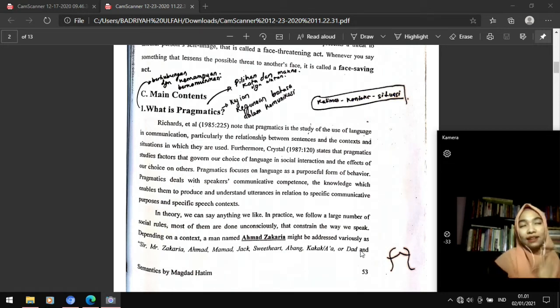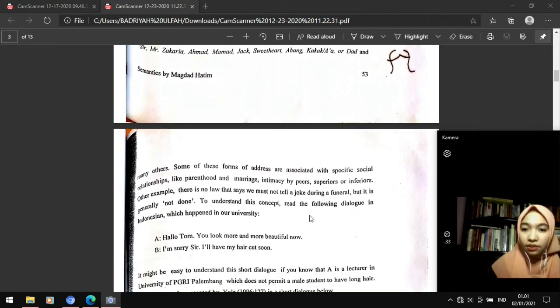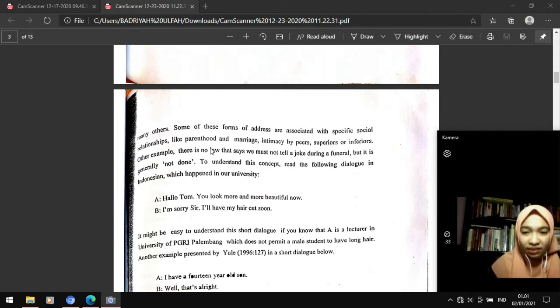Yeah, and that's not only in English, but we also have a lot of rules like this in Indonesia too. So that's why we have English pragmatics. We also have pragmatics in Indonesia. Okay, so I wish that you can understand what is pragmatics. Now, this is one of the examples too.